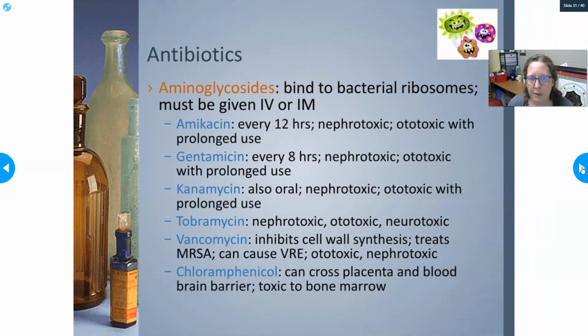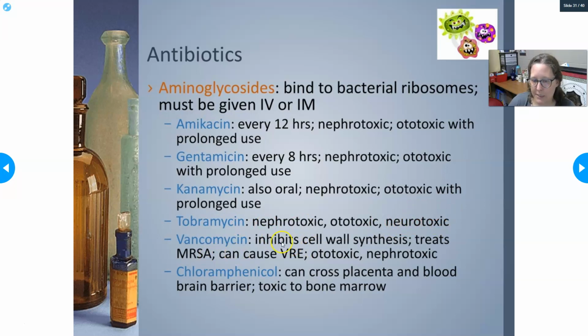So in your antibiotics, the ones we monitor are really the aminoglycosides. They bind to bacterial ribosomes, and they have to be given IV or IM, so there's no oral formula for these, except for kanamycin. So amikacin is given every 12 hours, and all of these, as you'll see, are toxic to the kidneys and the ears, so it can cause deafness with prolonged use. Gentamicin is used every 8 hours. Kanamycin is the one that also has an oral version, and tobramycin is also neurotoxic.